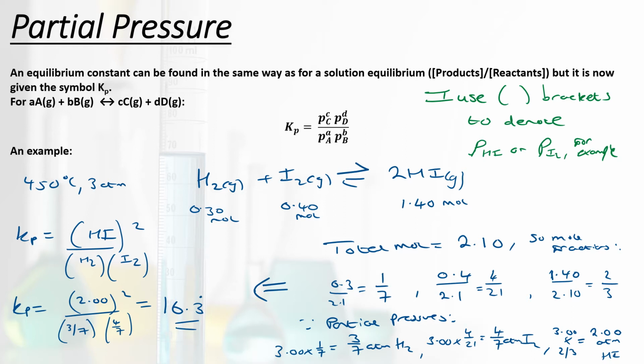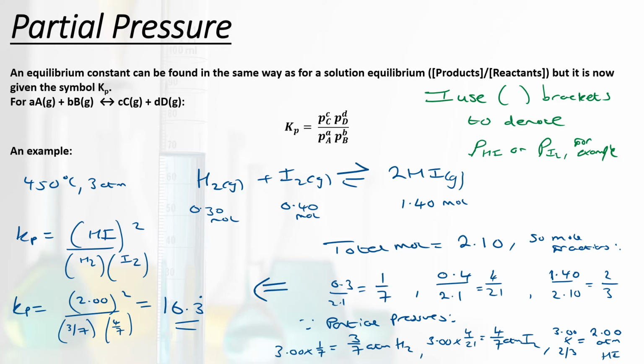We can write our expression for Kp. We do our products over our reactants. And so we have our partial pressure of the hydrogen iodide, the product, on the top. And then we have our partial pressure of the hydrogen and the partial pressure of the iodine. Now, we're told in the question that it's 450 degrees Celsius, 3 atmosphere pressures. And we're told that we have 0.3 moles of hydrogen, 0.4 moles of iodine, and 1.4 moles of the hydrogen iodide when we're at equilibrium.